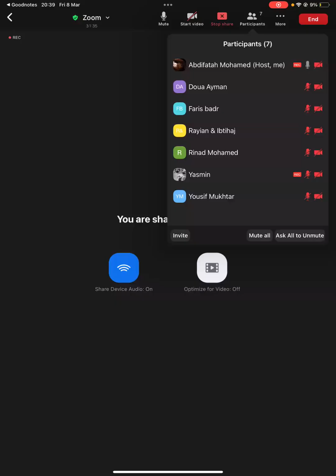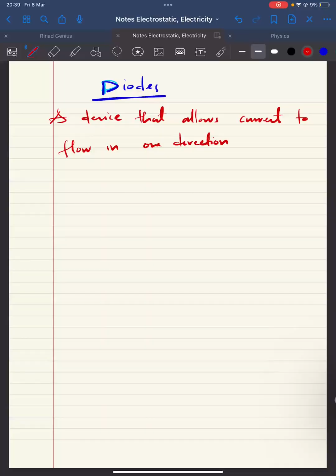Okay, a device that allows current to flow in one direction is what we call a diode. The symbol for a diode is this. And it allows current to flow in the direction of its arrow. In this case, the arrow is facing this way, so it will only allow current to flow in this direction. And the current we're talking about here is conventional current.